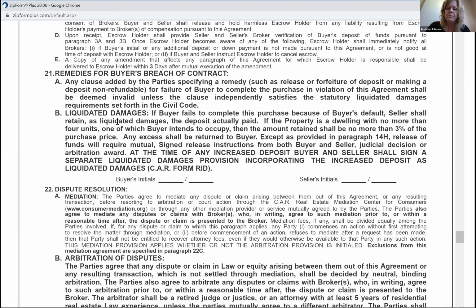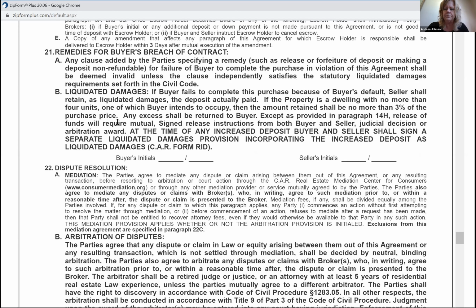If buyer fails to complete this purchase because of buyer's default, seller shall retain as liquidated damages the deposit actually paid. If the property is a dwelling with no more than 4 units, one of which buyer intends to occupy, then the amount retained shall be no more than 3% of the purchase price. Any excess shall be returned to buyer, except as provided in paragraph 14H. Release of funds will require mutual signed release instructions from both buyer and seller, judicial decision or arbitration award.